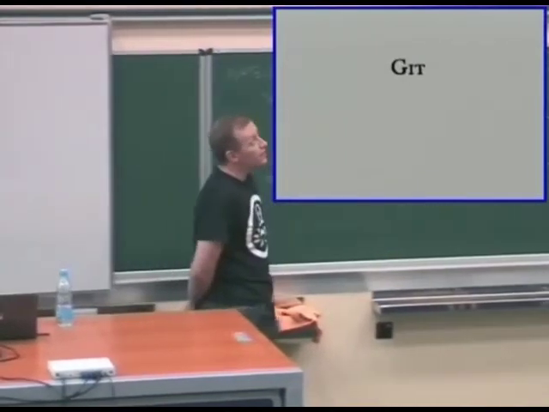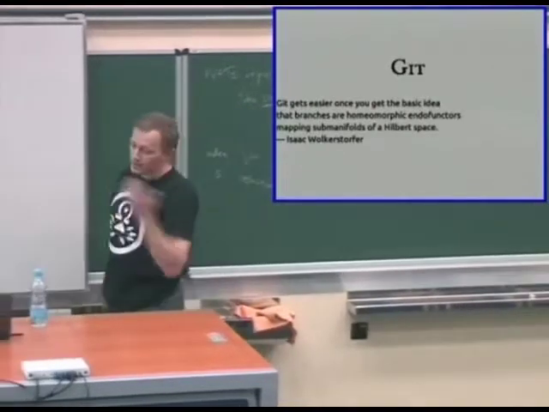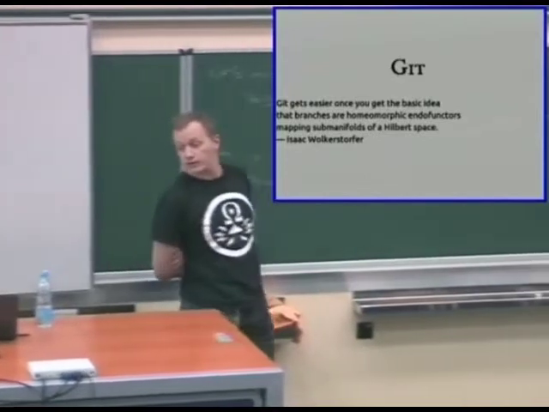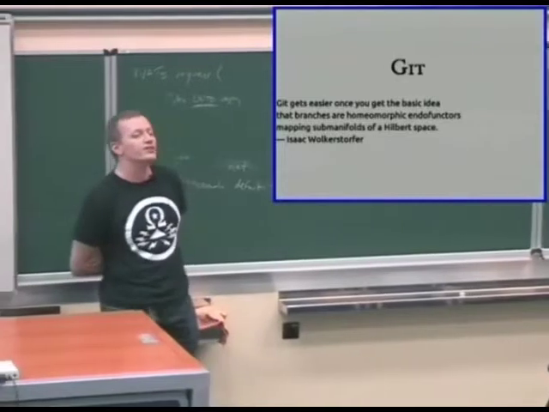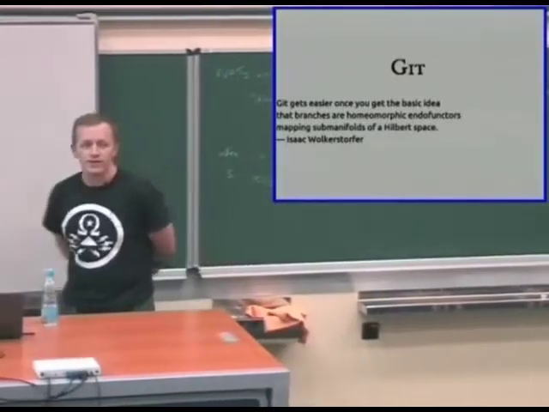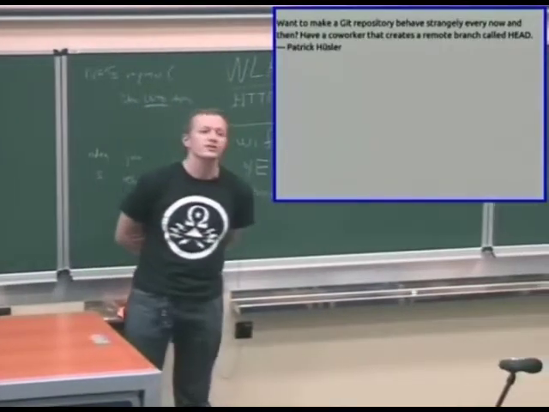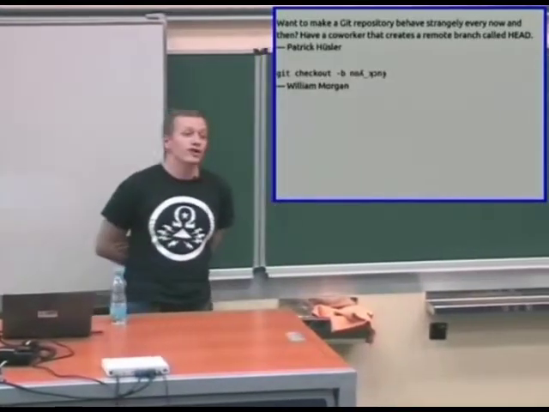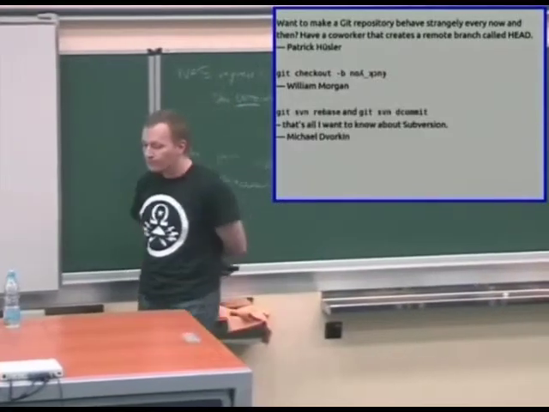So Git, as many of you know, is very simple once you understand how it works. It's really easy once you get the basic idea that branches are homomorphic endofunctors mapping submanifolds of a Hilbert space. But the truth is, once you actually understand what Git is underneath, it gets very simple. There are some very nifty things you can do, like naming a remote branch HEAD in capital letters, and this will really trip up your coworkers. You can do UTF branch names if you want, because they are just file system names.